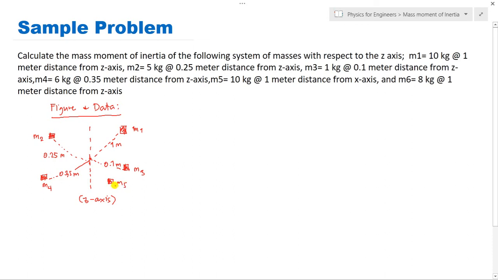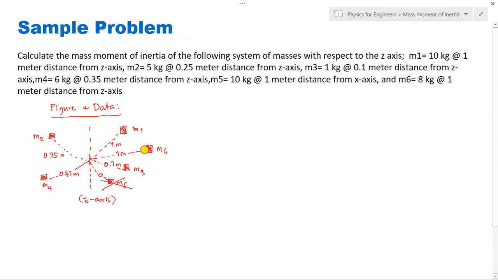Mass 5, 10 kg, is 1 meter distance from the x-axis. Since this is from the x-axis, it has no distance from the z-axis, so the distance is 0, meaning it does not have any moment of inertia with respect to the z-axis. We can just neglect this one right away. So we neglect mass 5 and proceed to mass 6, located here, at 1 meter distance.